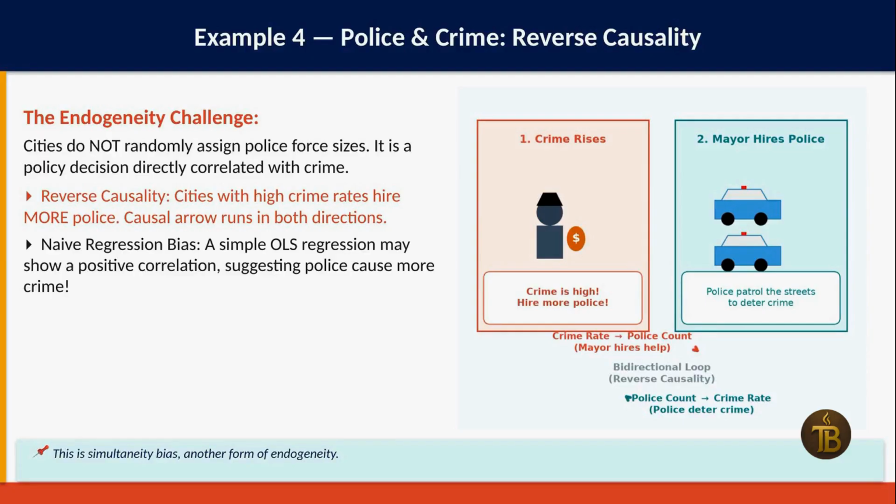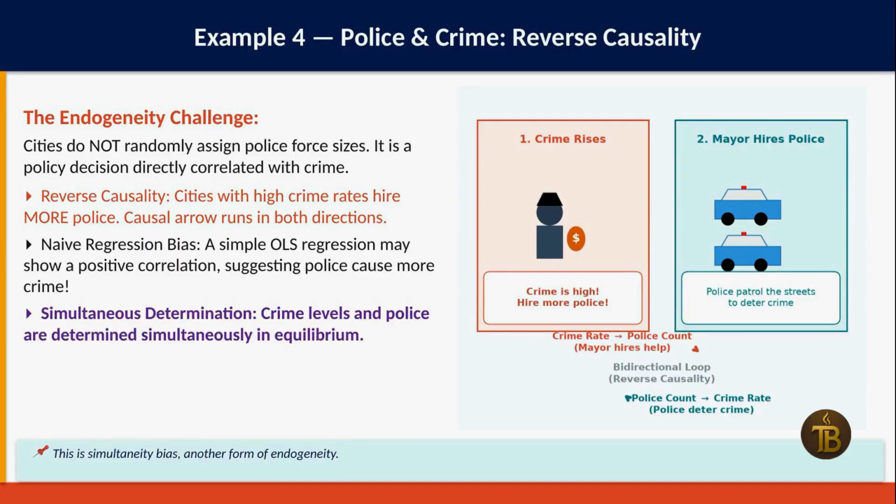This means a naive OLS regression might actually show a positive correlation between police and crime, making it look absurdly as if more police cause more crime. In reality, crime levels and police staffing are simultaneously determined together in equilibrium. Neither one is purely the cause of the other.